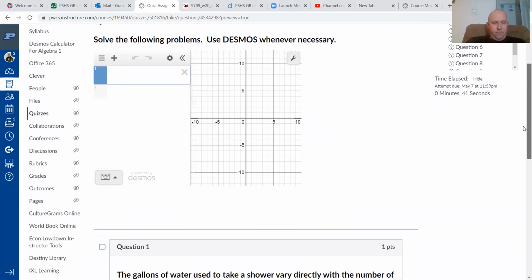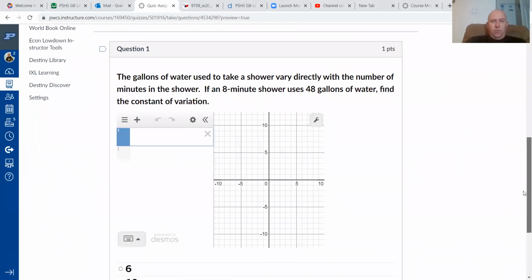So first question, the gallons of water used to take a shower varies directly with the number of minutes in the shower. If an 8-minute shower uses 48 gallons of water, find the constant. So this is the one where we're looking for some number multiplied by 8 that will give us 48. To find the answer in reverse, you can literally just divide those two numbers and it will tell you what the answer actually is.